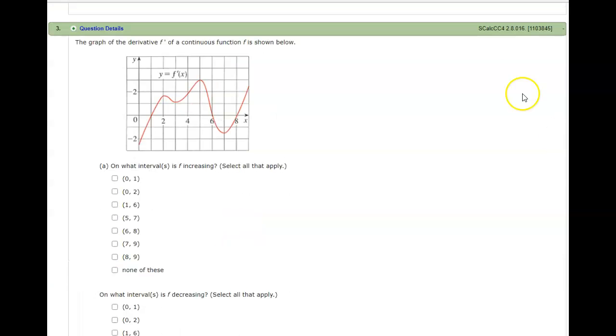For a more wiggly graph like this one, you have more ups and downs, concave ups and downs, and inflection points. But you can see this: concave down, inflection point, concave up, inflection point, concave down, inflection point, concave up.